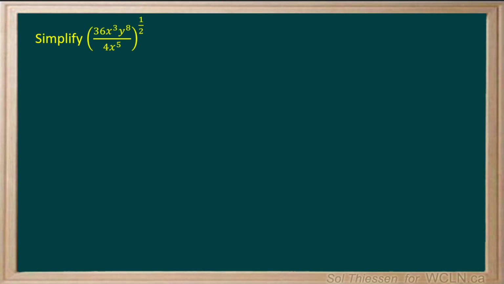Simplify. So the first thing we're going to do here is perform some simplification within the brackets. We're going to use the quotient rule, which tells us that when we divide like bases, the exponent in the denominator can be subtracted from the exponent in the numerator. Then we'll also simplify 36 divided by 4 to be 9.